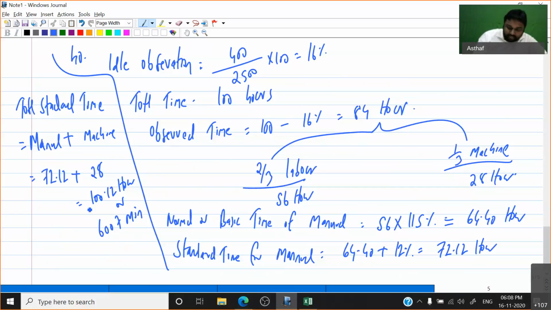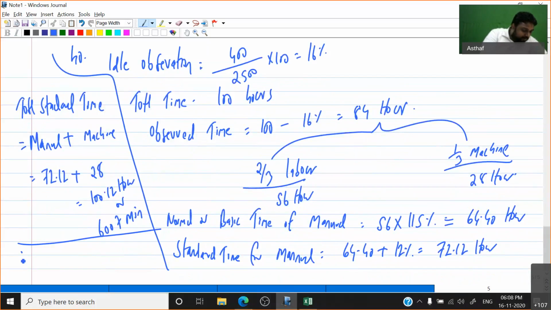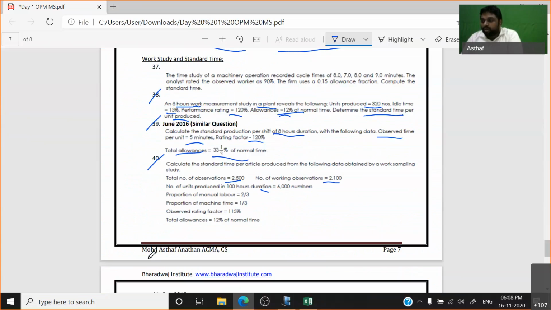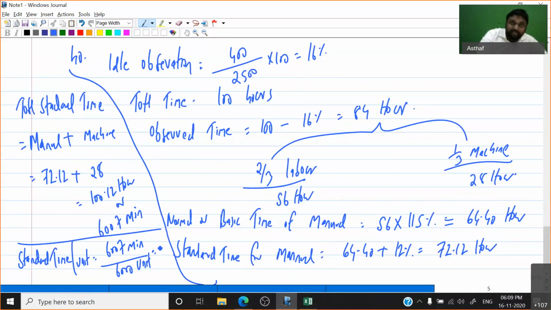So what is the final answer? Standard time per unit. If you look at the question, you have how many output? The output we have is 6000. So 6007 divided by 6000 units. The answer will come 1 minute per unit.